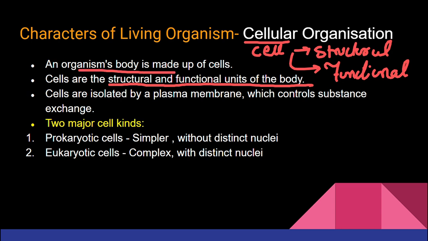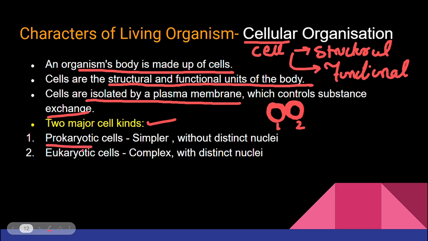An organism's body is made up of millions and trillions of cells, right? Cells are isolated by the plasma membrane, which controls substance exchange. Suppose this is a cell and this is another cell. Obviously one cell is isolated from the other cell through the plasma membrane. This outer covering, outer membrane, we call the plasma membrane. Two types of cells are present. One is prokaryote, the other is eukaryote. What is the meaning of prokaryote? Pro means primitive, old. In eukaryote, eu means true.